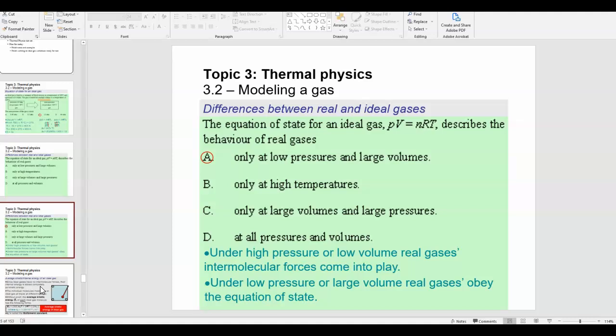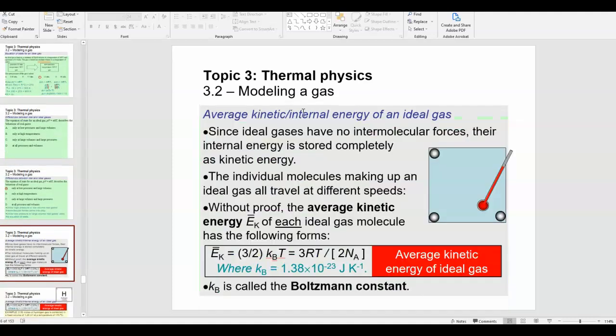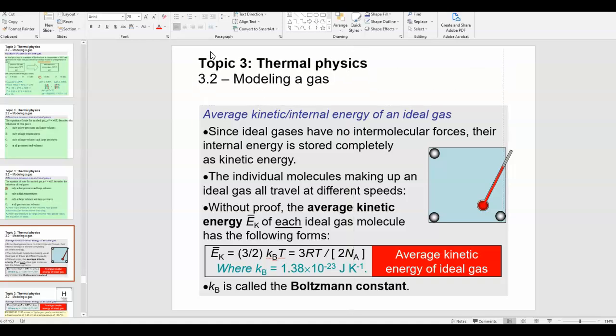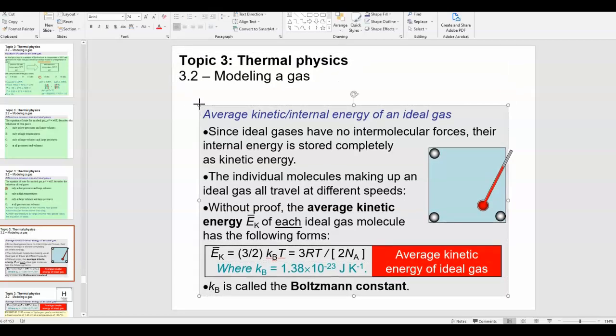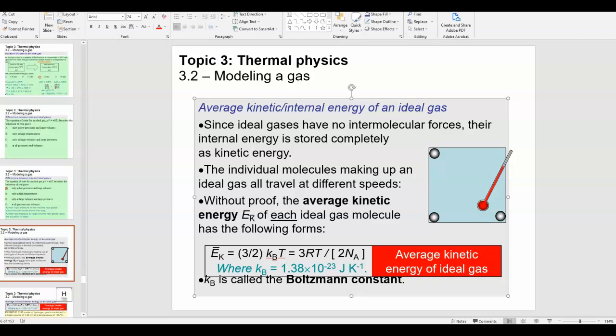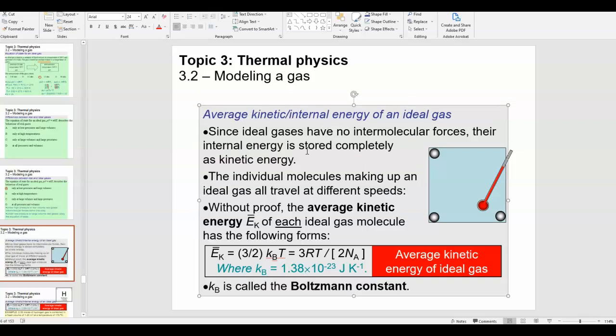All right, so the very last thing we're going to talk about in this unit is the idea of calculating the average kinetic energy of a gas particle. Okay, so if you have an ideal gas, one of the properties of ideal gases is that ideal gases do not have any internal potential energy.